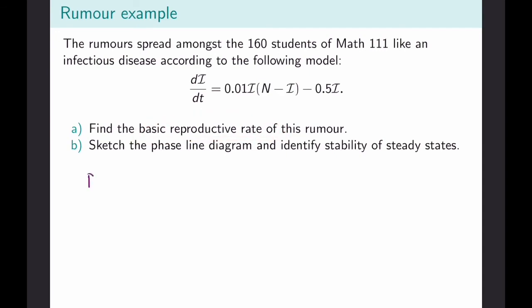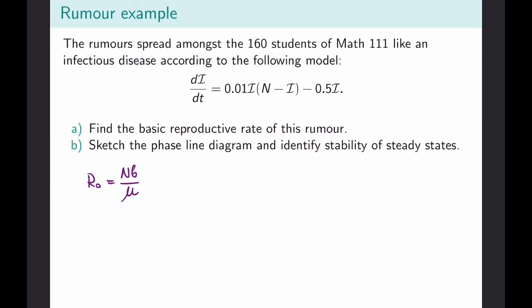The R0 is defined as NB over mu, where N is the total number of people in the population, B is how fast the disease spreads, and mu is the recovery rate. So I should be able to read all of those numbers straight from the model.